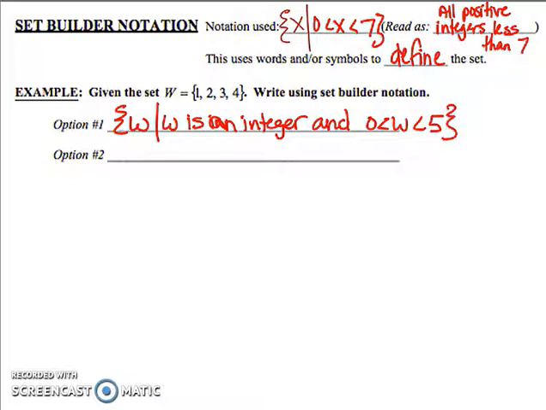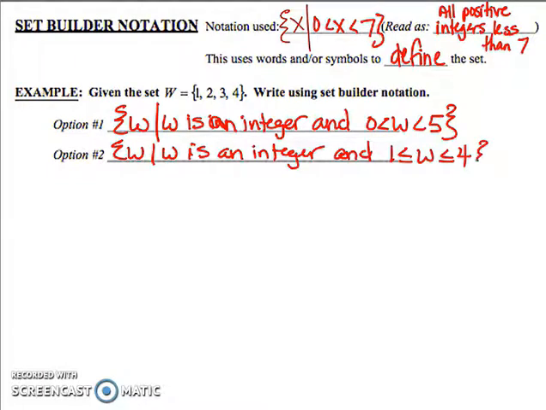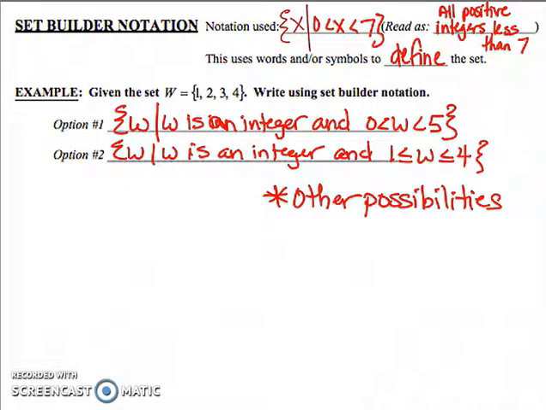Another way we could write this. We could say W is the set, and W is an integer, and we could say 1 is less than or equal to W, which is less than or equal to 4. And there are other possibilities. Okay, so there is no one unique way to write an answer in set builder notation.